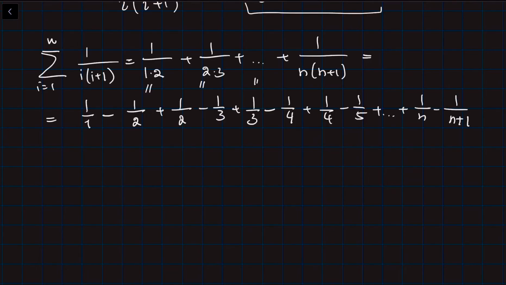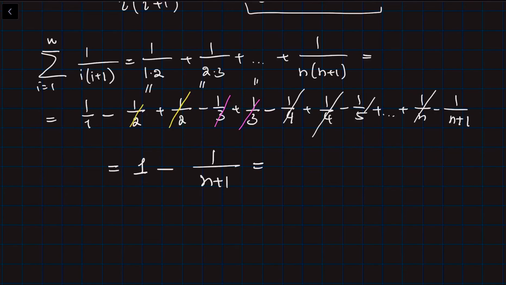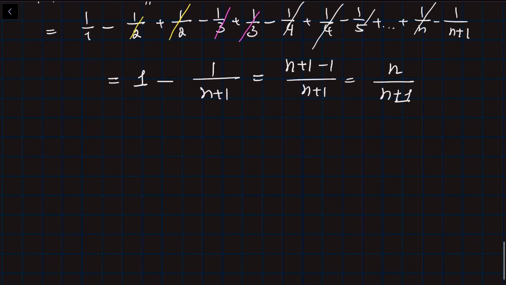And do you see here that these two terms are going to be cancelled? These terms are going to be cancelled, and then these terms and these terms are going to be cancelled, and the only two terms which are left are the first one and the last one. If you give the common denominator, it's going to be (n plus 1 minus 1) divided by (n plus 1), which is simply n divided by (n plus 1). Right? So the partial sum for the series is simply equal to n divided by (n plus 1).